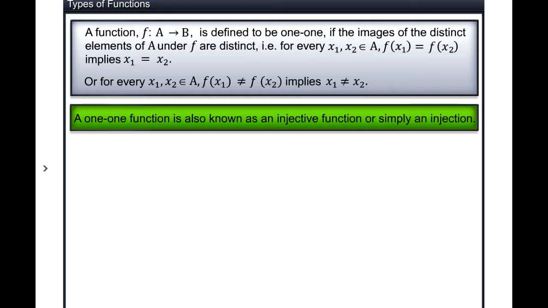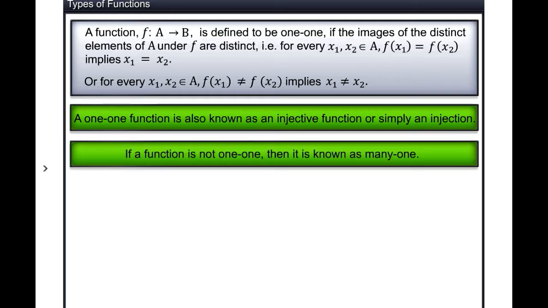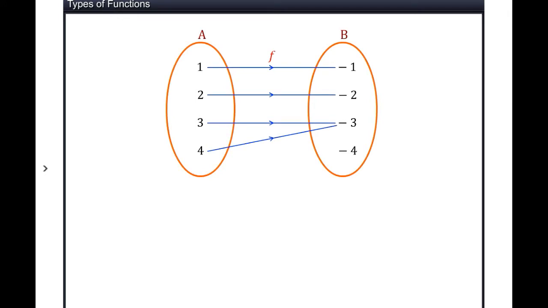A 1-1 function is also known as an injective function, or simply an injection. Further, if a function is not 1-1, then it is known as many-1. For example, function f shown here is not 1-1 as 2 distinct elements, 3 and 4, of set A have the same image, -3 under f. Hence, function f is many-1.